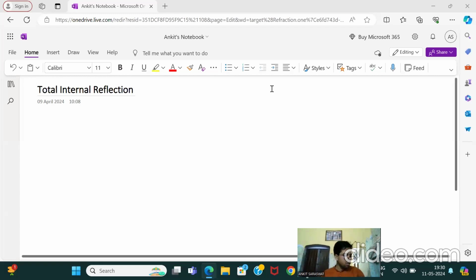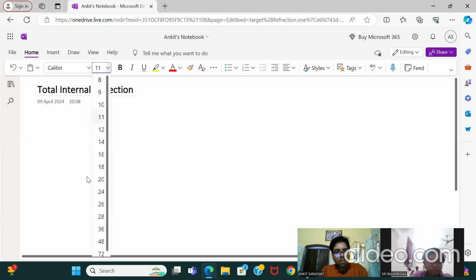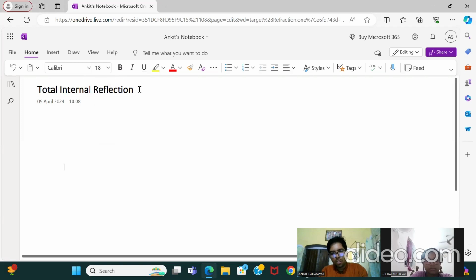So today we are going to start a topic, TIR, total internal reflection, and what is internal reflection? Clear? So in this topic, so many students have confusion, like what is the difference between internal reflection and total internal reflection? Clear?